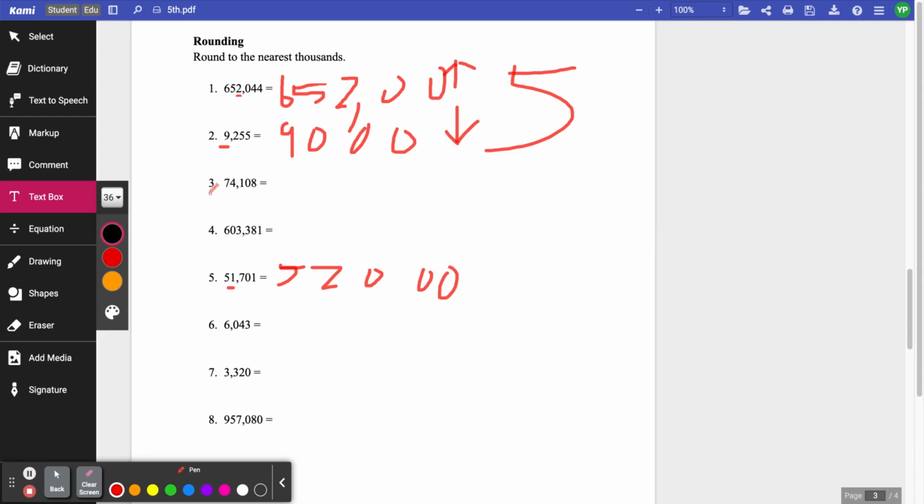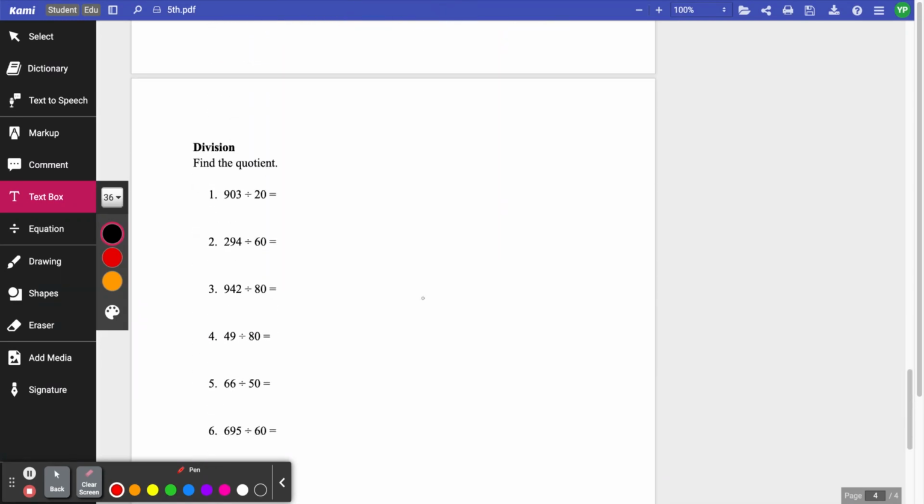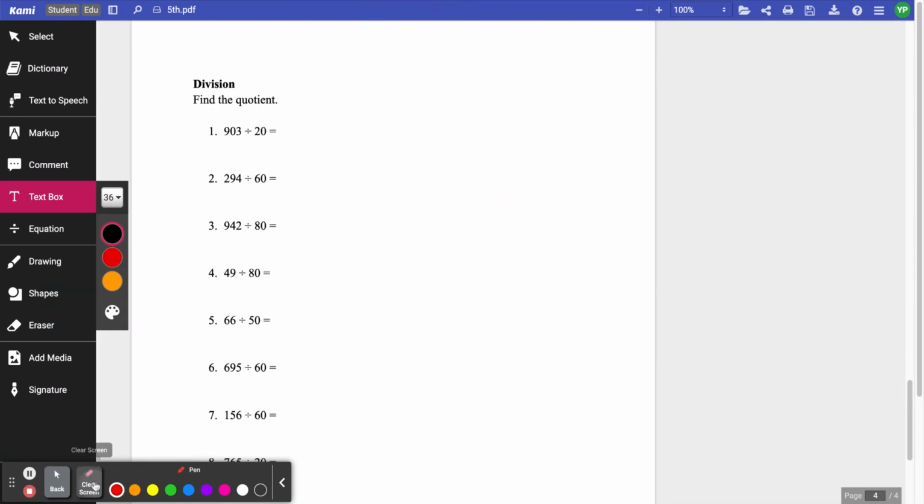Let's just do one more. Number 3, round to the thousands, and 1 is less than 5, so it's going to be 74,000. And now let's move on to our last topic, which is division. And division is simple. You already know how to do this, but one more time.